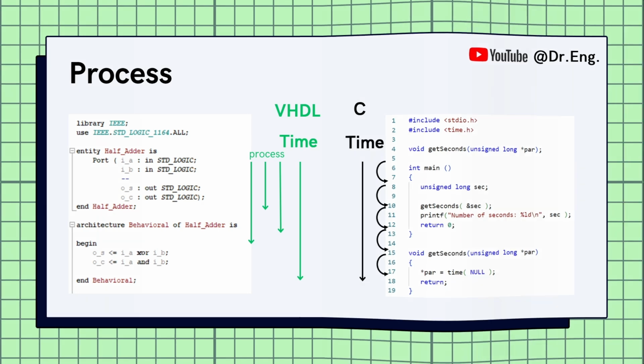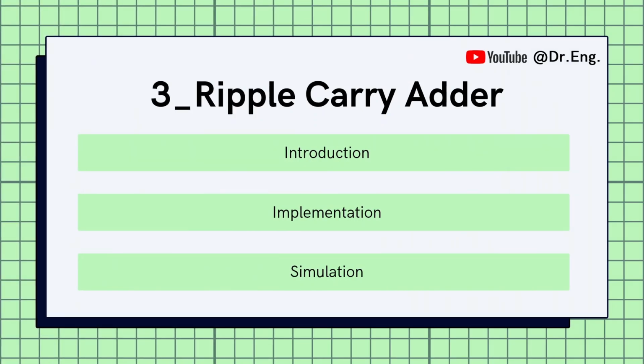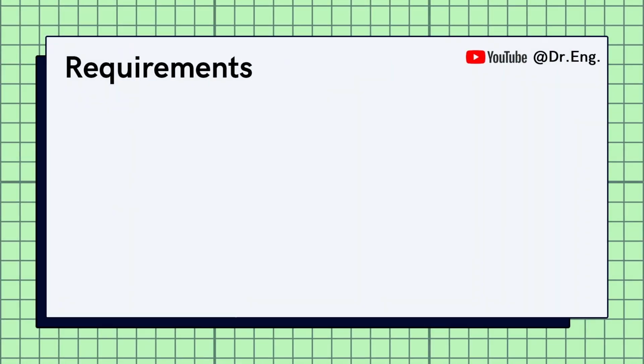In today's video, we're going to dive into one of these operations, a ripple carry adder. By the end of this tutorial, you'll know exactly how to build your own ripple carry adder using VHDL and Vivado. Let's get started. Before we jump in, here's what you'll need.